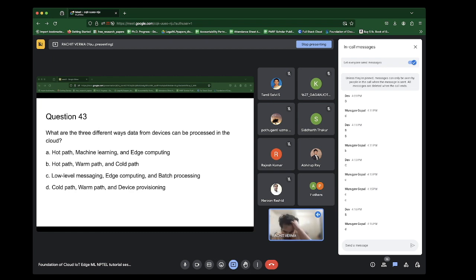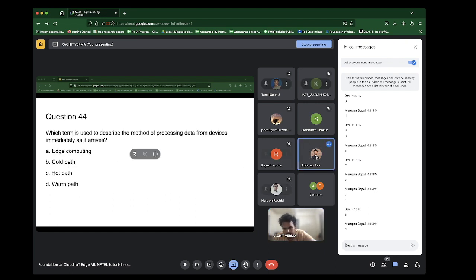I think there's some confusion between B and D. B has all the three paths: hot path, warm path, and cold path. D does not have the hot path, and it has device provisioning. Device provisioning is not how data is processed. Batch processing may be what is happening within the hot path, warm path, and cold path, but the entire phenomenon is encapsulated within hot path, warm path, and cold path.